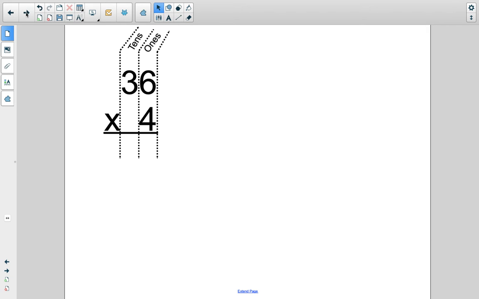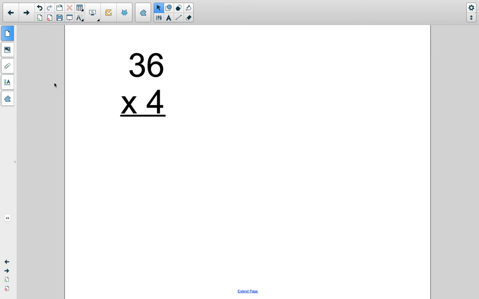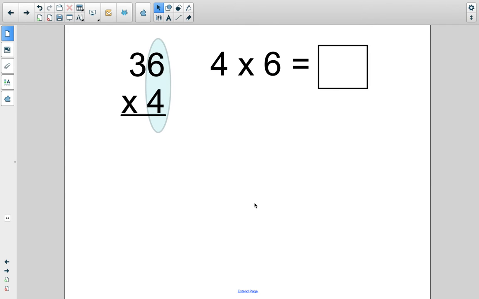Let me show you a little bit about how the steps work in the multiplication algorithm. So we have 36 times 4. We're going to start with our ones here. We're going to take a look at the 6 and the 4, and multiply 4 times 6. The ones digits get multiplied together by themselves. We're not going to worry about the 3 right now. So we're multiplying the 4 times the 6. You probably remember from your multiplication tables that 4 times 6 is 24.